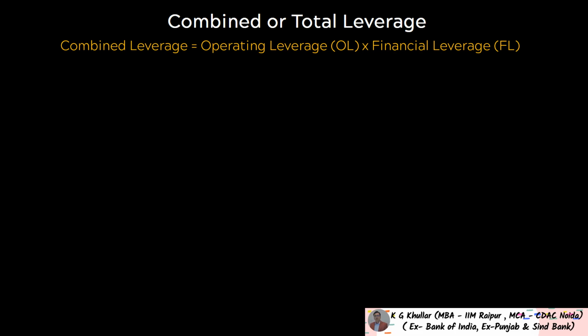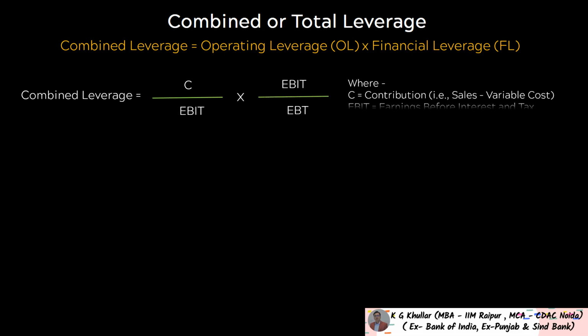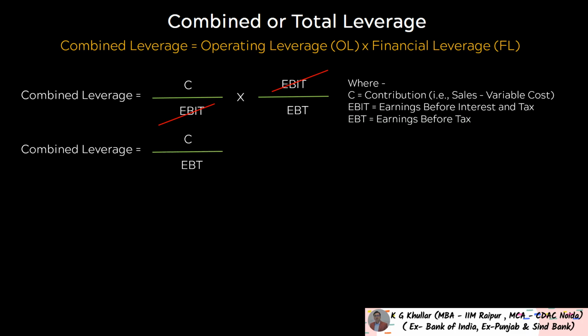Now the formula for combined leverage is simply combined leverage equals operating leverage multiplied by financial leverage. Now substituting the formulas of operating leverage and financial leverage, we get combined leverage as C divided by EBIT multiplied by EBIT divided by EBT, where C is the contribution, that is sales minus variable cost, while EBIT is the earnings before interest and tax, and EBT is simply earnings before tax. Now, if we simplify this equation, we get combined leverage equals contribution divided by EBT.